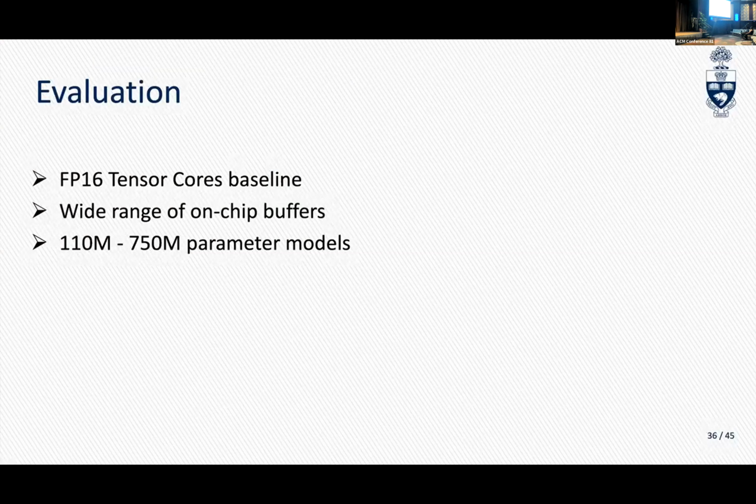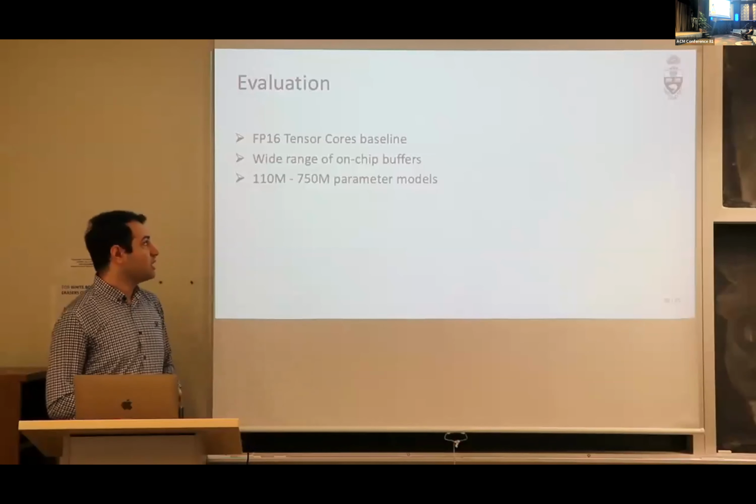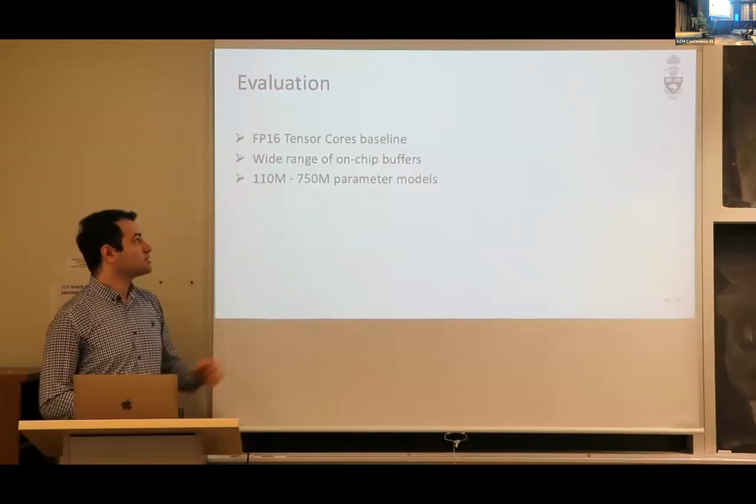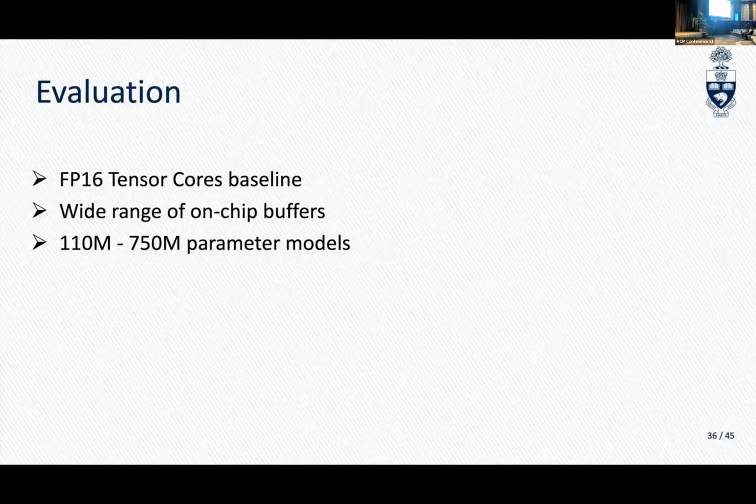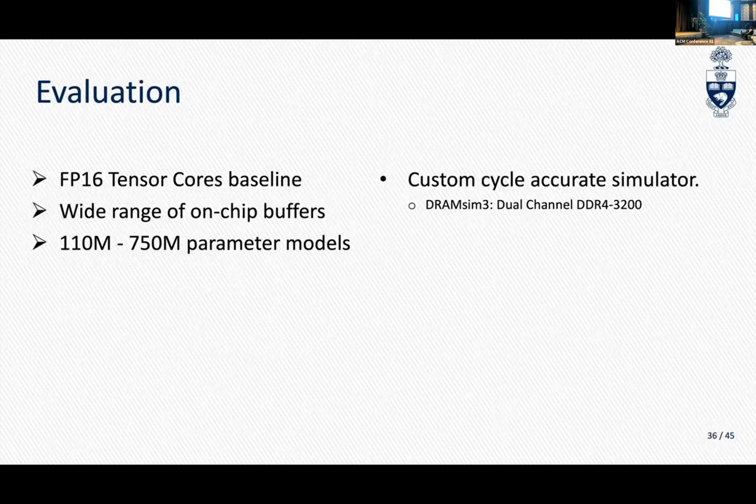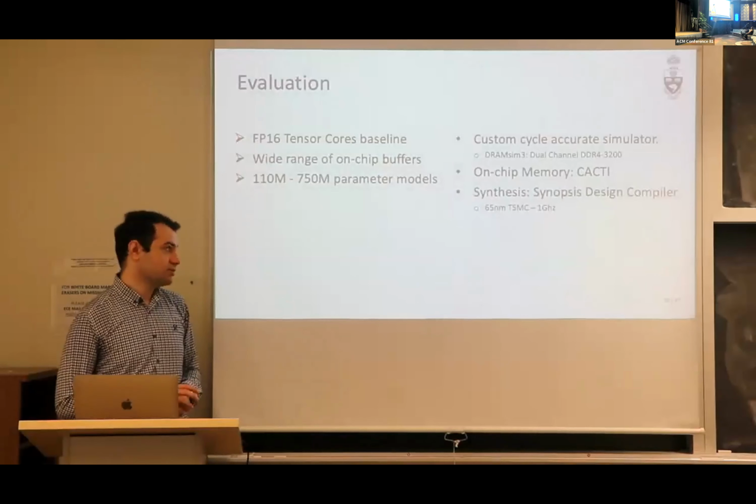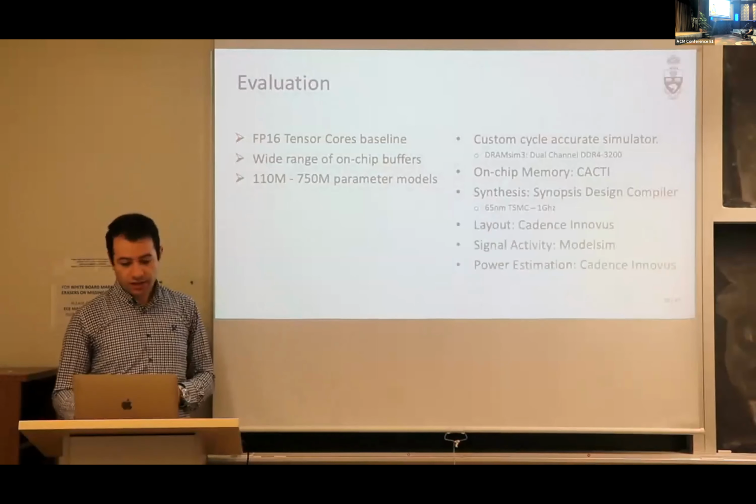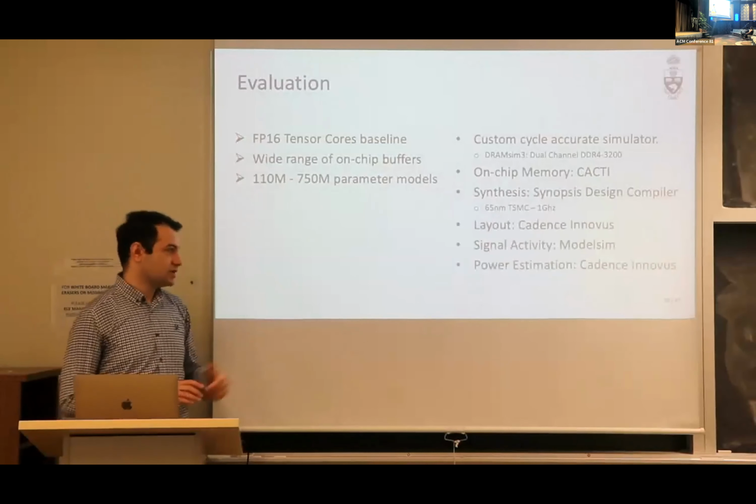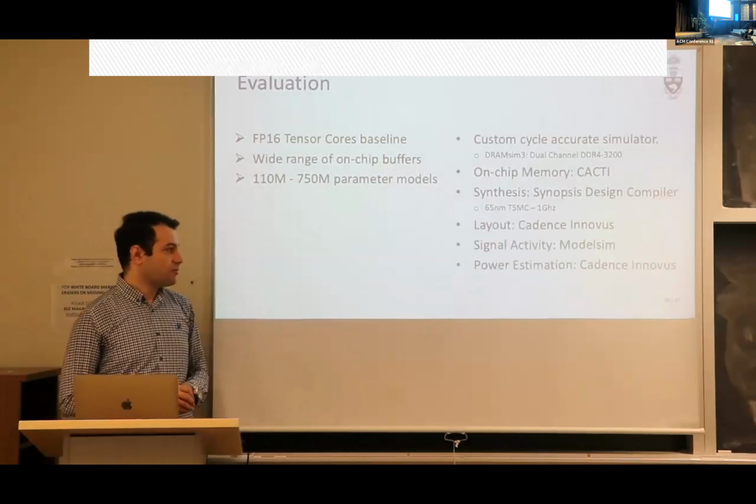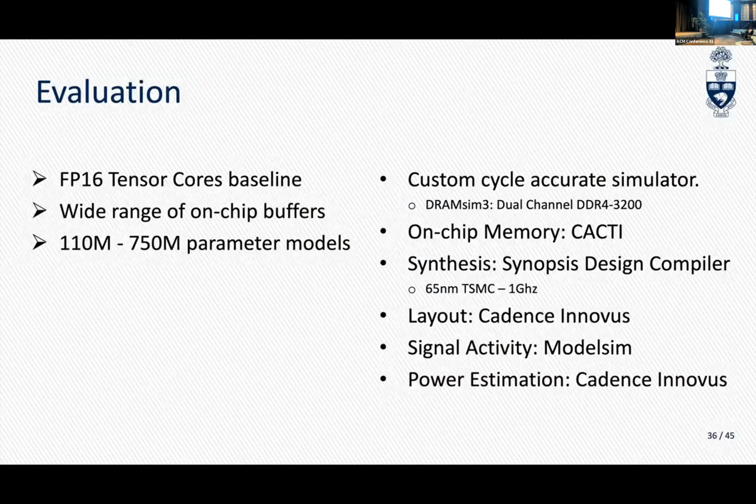To evaluate our design, we consider an FP16 baseline, and we evaluate a wide range of models on various on-chip buffers and accelerators. For simulation, we are using a custom cycle accurate simulator that uses DRAMSim3 for modeling off-chip traffic. To model on-chip traffic, we use Cacti. The synthesis is done in the 65 nanometer TSMC technology node using Synopsys Design Compiler. Layout is done using Innovus. Signal activity is computed with ModelSim and fed back to Innovus for power estimation.